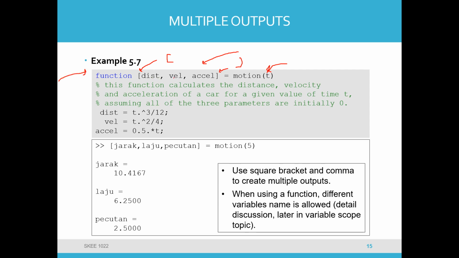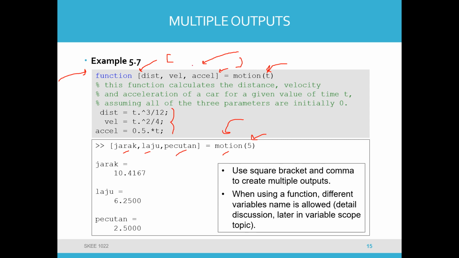Okay, function distance. This one is just physics: distance, speed, and acceleration. So for motion, the function is called motion. T is time. So how to use this?